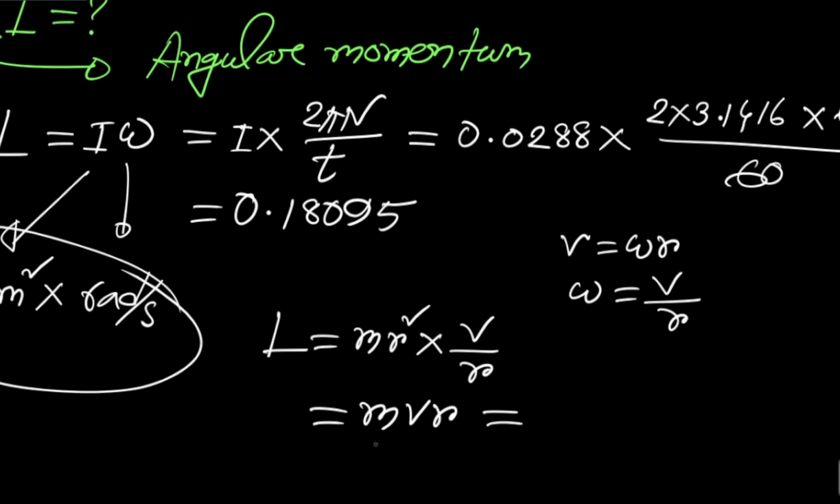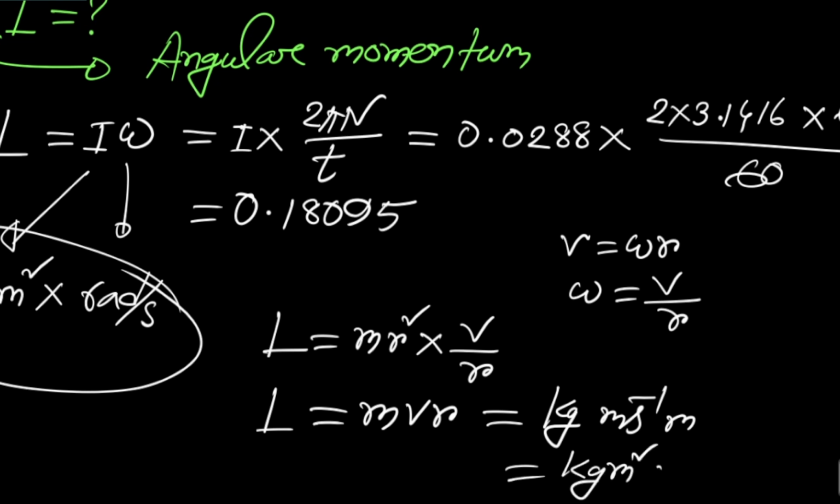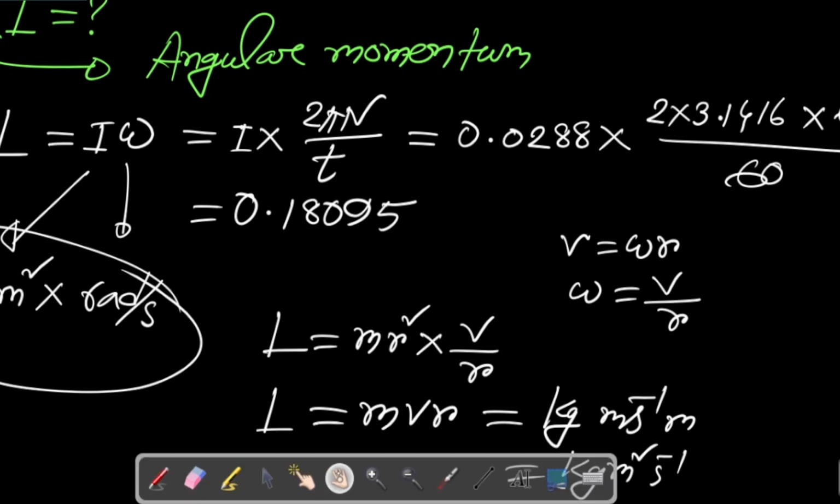Okay, this is another equation to find the angular momentum. To find the angular momentum with this equation, we need the mass of the object, v means linear velocity, and r means the radius of the circle. So the units are kg, velocity in meters per second, and distance in meters. So another unit can be kg meter square per second. Okay, this is another unit. You can put any of the units.